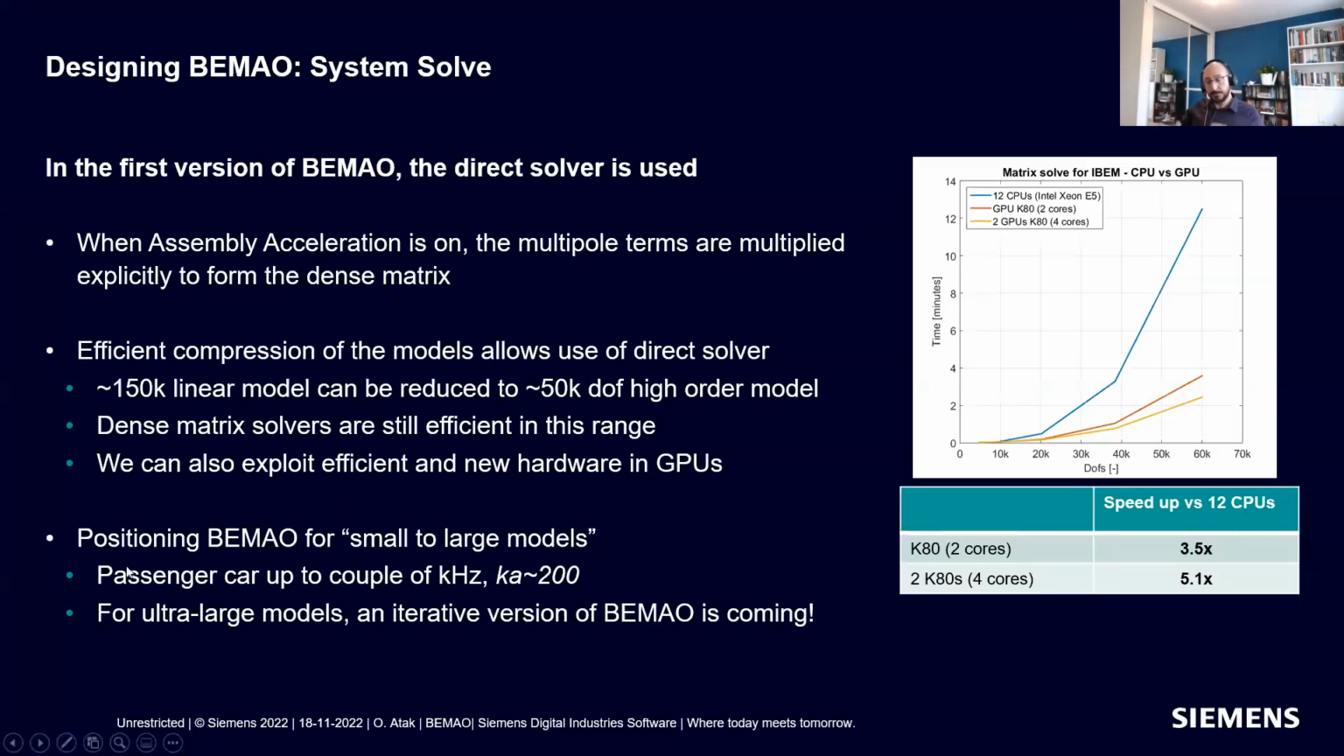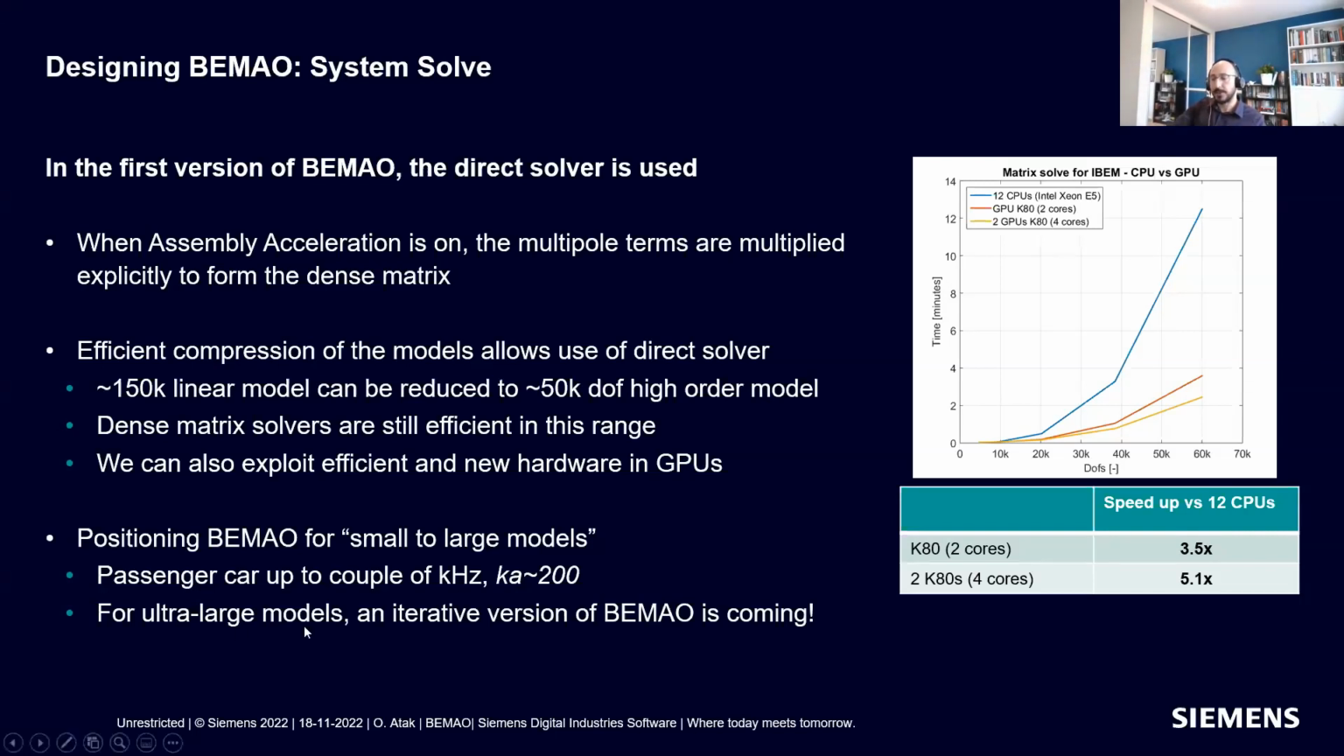But of course, then it also means that the positioning of BEMAO, how we see it today in the release version, is for small to large problems and not for ultra large problems. So let me clarify what I think is ultra large and what is small to large. A passenger car up to a couple of kilohertz, like a ka value around 200, that's what we call a large model.